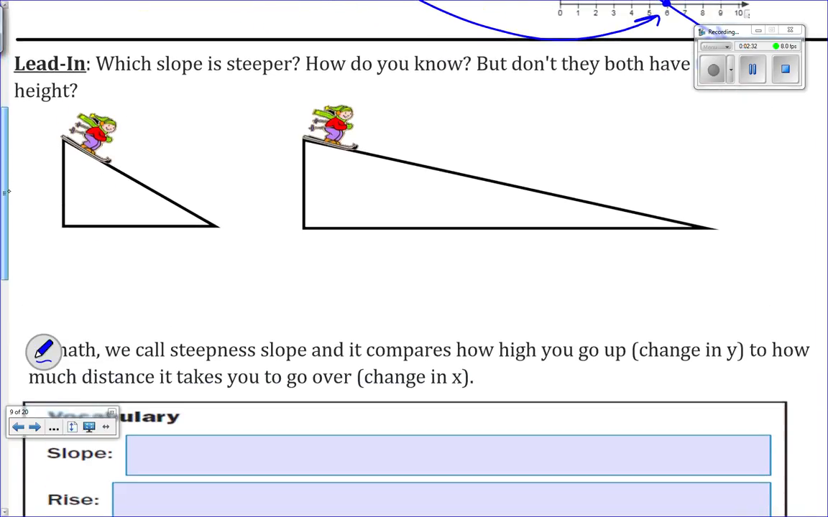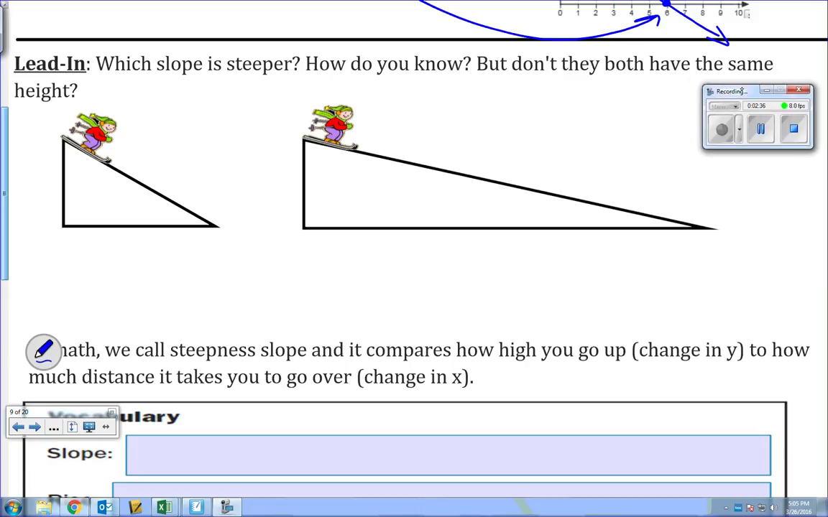So let's look at these two for a second. Which slope is steeper? How would you know? So if you look at these two pictures, take a second and let's all think for a second. Which one of those is steeper? Hopefully we're all thinking the one on the left. Okay? How would we know though? They have the same height, right? Let's imagine it's a hill. We've got skiers on there. The two hills are the same height.